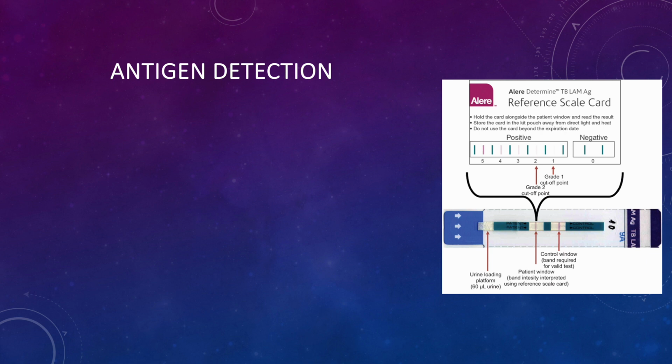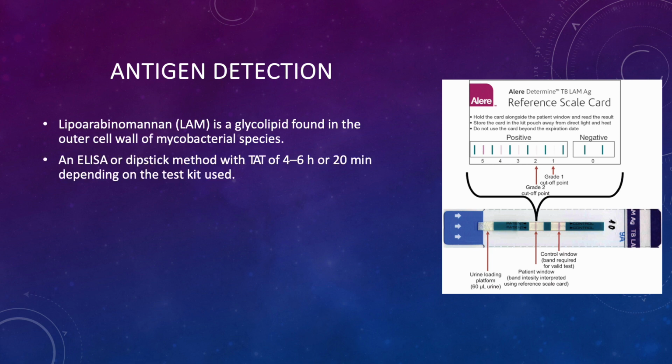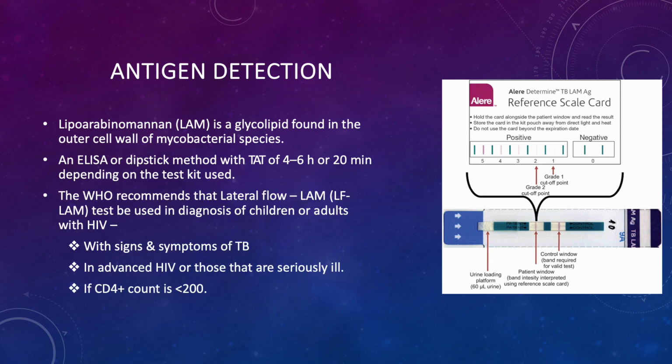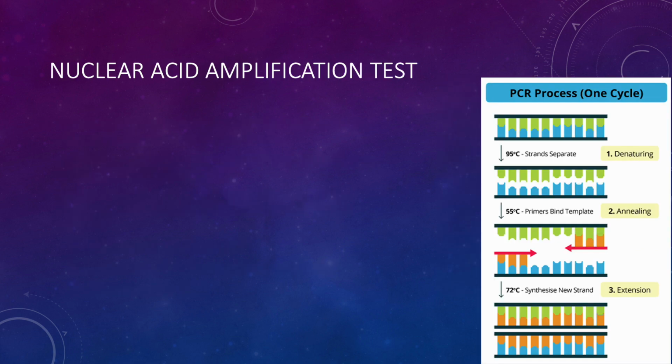Antigen detection: there's only one place in TB diagnosis where antigen detection has a role. It is in TB with HIV. There is an antigen called lipoarabinomannan, which is a glycolipid found on Mycobacterial species. This is an ELISA or dipstick test, which has a turnaround time of 4 to 6 hours or 20 minutes. And lateral flow LAM is used for the diagnosis of TB with HIV.